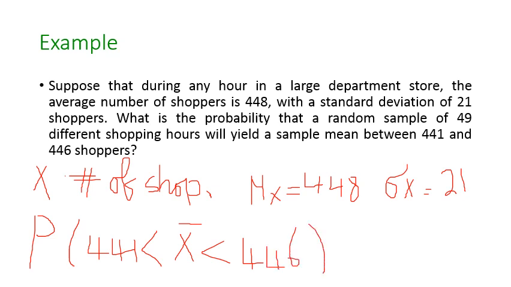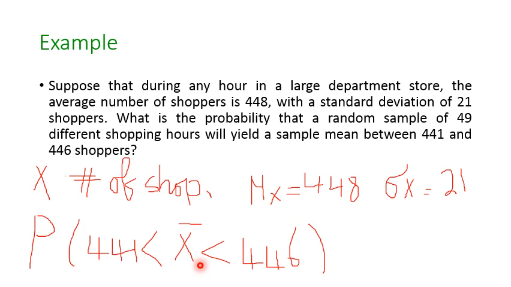How can I find this probability? First of all, we know that according to the central limit theorem, if the sample size is greater than or equal to 30, the distribution of x bar is approximately normal. So in this problem, let's see the sample size, a random sample of 49 different shopping hours. So this is greater than or equal to 30. So I can assume in this problem that the distribution of x bar is approximately normal.